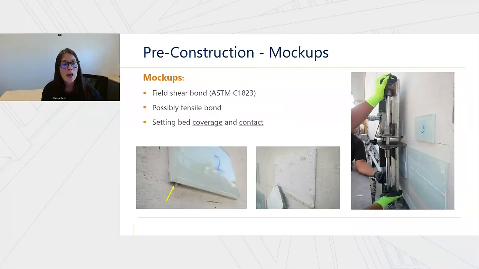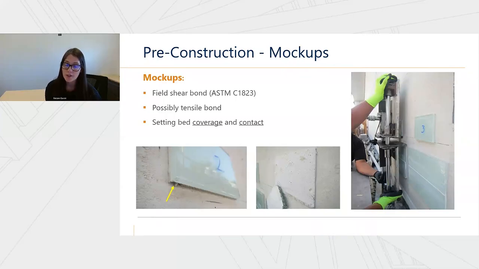So now moving on to pre-construction, again, we said these mock-ups were really critical. This is going to give us a chance for the installer, hopefully the same installers that'll be working on the project, to install the system. It's their first chance to potentially evaluate all the different components of the system. And then shear bond testing can also be performed in the field. ASTM C1823 is the standard for field shear bond testing. And again, this is going to be evaluating the shear bond of the entire system.